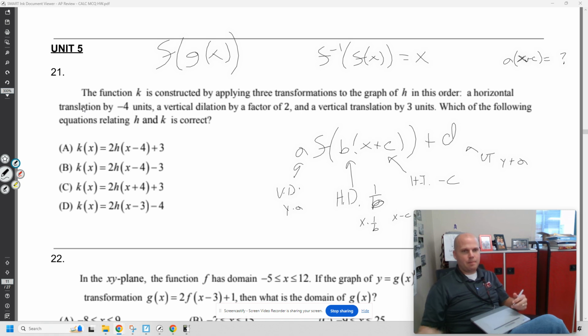Now, this statement, horizontal translation -4, means you're going left 4, means you're taking your x values and subtracting 4. We need a plus 4 in our function. I mean, that's it.